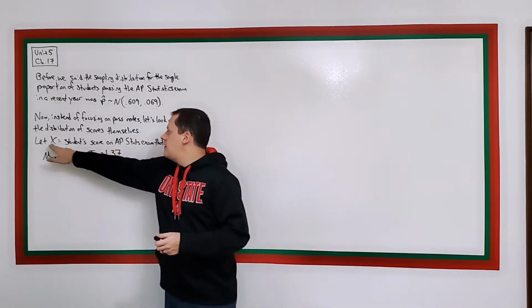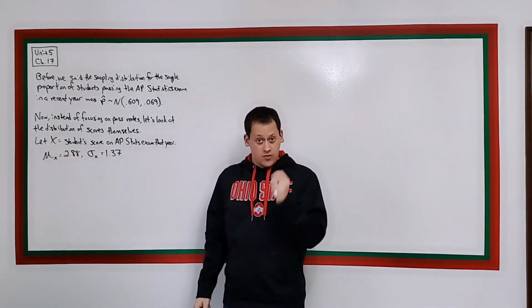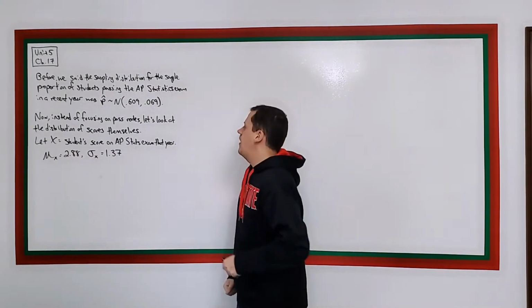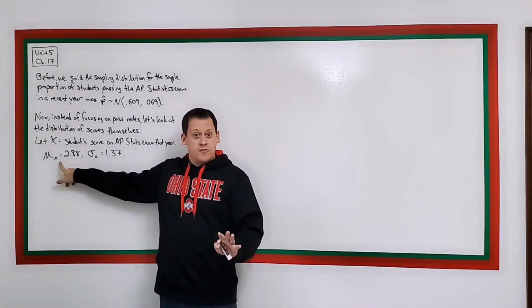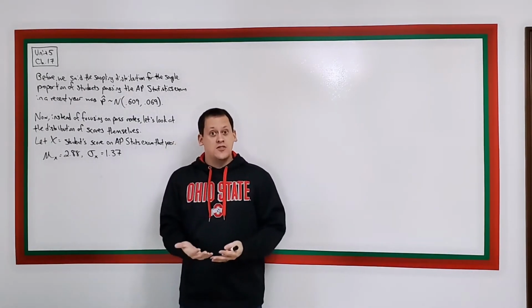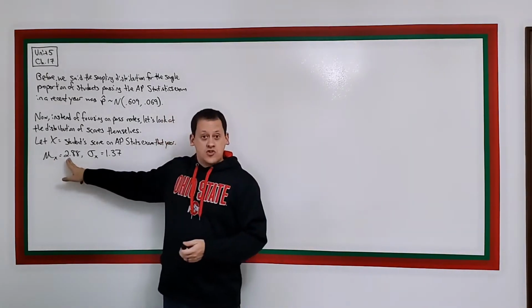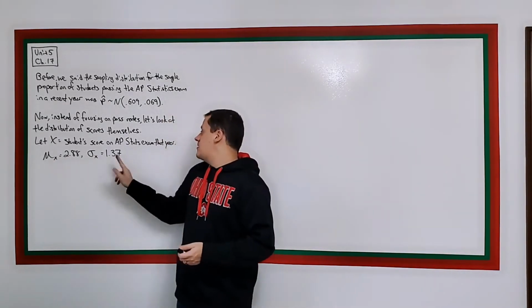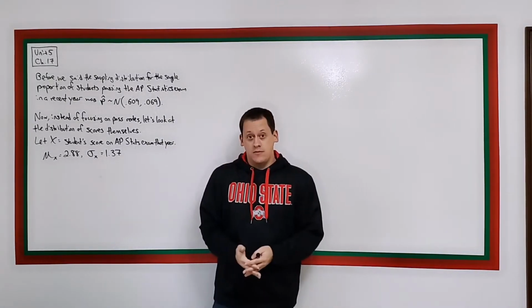So we're going to let our random variable x now stand for the actual score that a student got on that AP Stats exam. This is information available from the College Board. So over 200,000 students took the AP Stats exam that year. The mean score was 2.88, and the standard deviation was 1.37, and that's for the entire population.